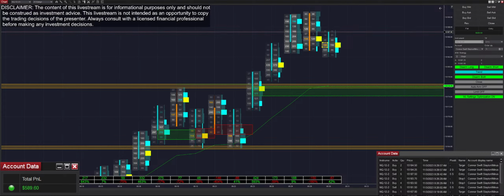Does bar size matter, or will ML optimize for any bar size? Yeah, it'll optimize for any bar type or bar size that you use. It does not matter.